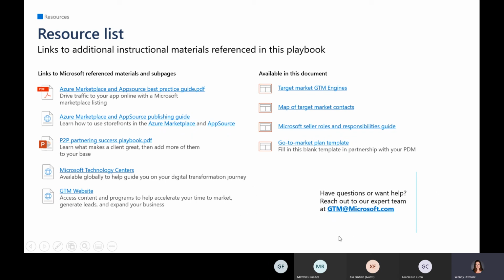And of course, we're always here to help you. If you've got specific questions about your go-to-market benefits or some of those different services that you would like to activate, you can reach out to our go-to-market@microsoft.com team, and they can help you with activating those.